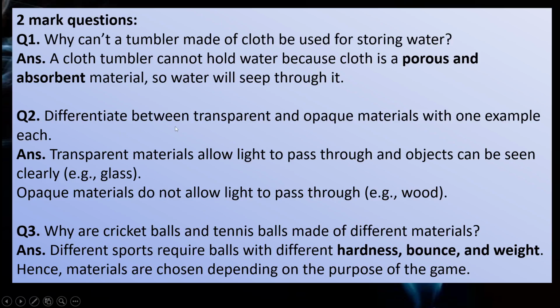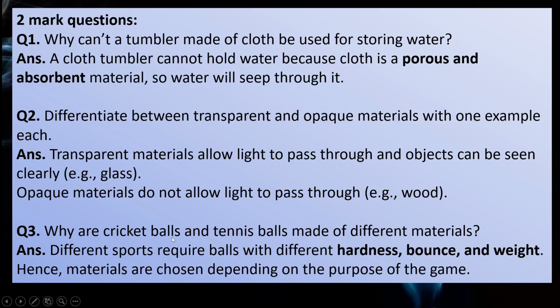Question number 2. Differentiate between transparent and opaque materials with one example each. Answer. Transparent materials allow light to pass through and the objects can be seen clearly. Example, glass. Opaque materials do not allow light to pass through. Example, wood.